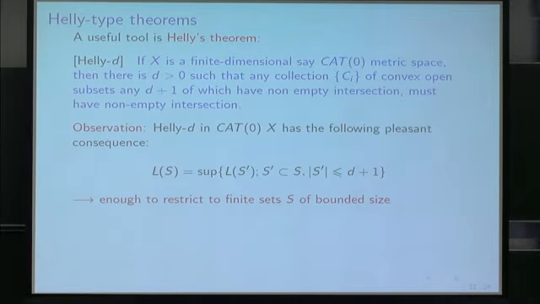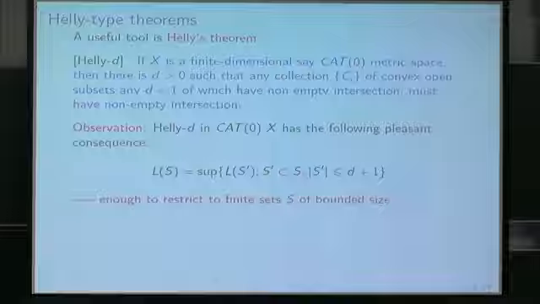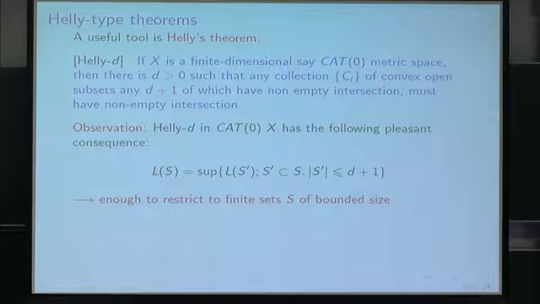Helly's theorem, I remind you, says that if you have a collection of convex sets in R^d, and you know that any d plus one of them intersect, then they have a common intersection. And this is actually very general. There is a homological version of this Helly theorem where you don't need convex sets; you only need that the intersections are cells. It's a very general fact. But what's key is the finite dimension, a finite dimensional CAT(0) space.